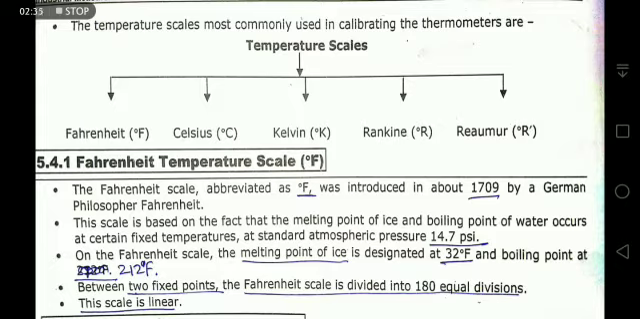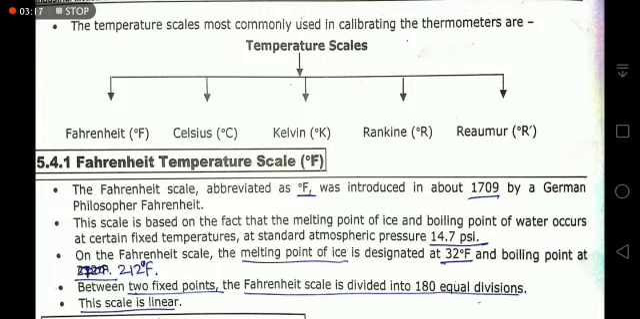Our most important topic is temperature scales. There are five types of temperature scales used in industries and research applications: Fahrenheit, Celsius, Kelvin, Rankine and Réaumur. The first one is the Fahrenheit temperature scale. The Fahrenheit scale is abbreviated as degree Fahrenheit, and it was introduced by the German scientist Fahrenheit in 1709. This scale is based on the fact that the melting point of ice and boiling point of water occur at certain fixed temperatures at standard atmospheric pressure, 14.7 pounds per square inch, that is psi.